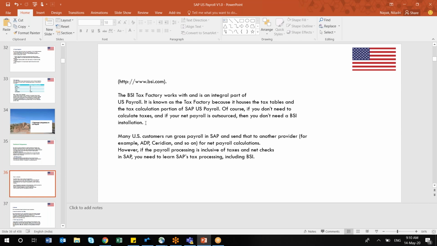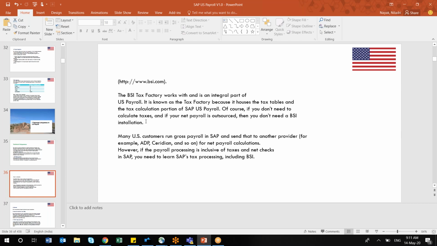Suppose you do not want to calculate any taxes, which is a rare case but may happen. If your net payroll is completely outsourced, then you do not need a BSI installation. If it is not relevant for you to do those net calculations because they are already outsourced to a different organization, then that outsourced organization will be doing all this for you. So in that case, you do not need a BSI installation in your system. It is taken care of by the third party to whom you have outsourced your work.